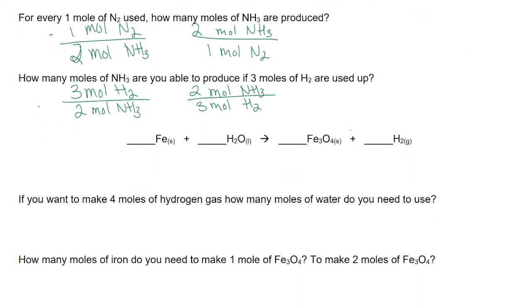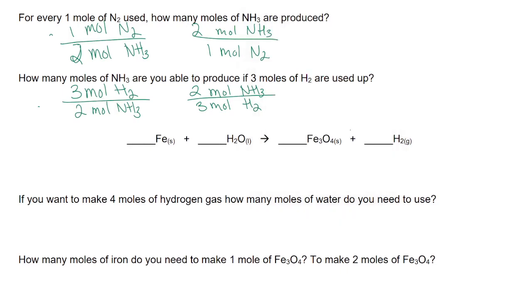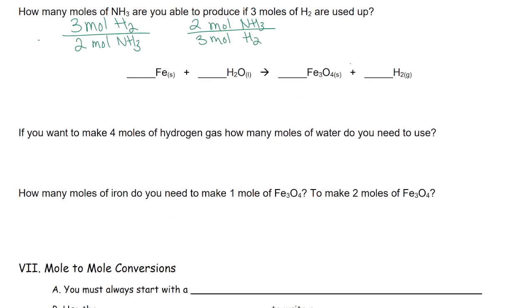And if I go down, I'm going to change my color just to stand out a little bit more. I will draw my reactants and products chart over here. So I have iron and hydrogen and oxygen. On my reactant side, 1 iron, 2 hydrogens, 1 oxygen. Product side, I have 3 irons, 4 oxygens, and 2 hydrogens.